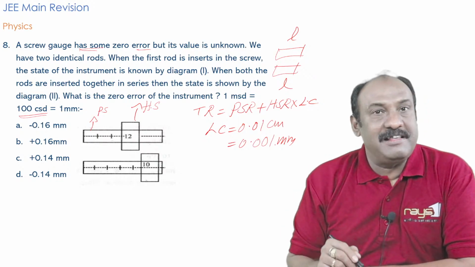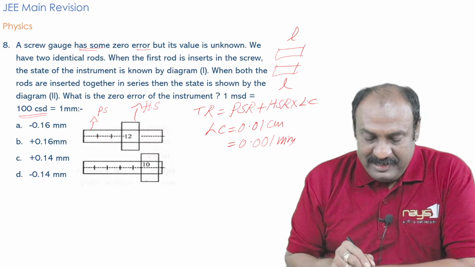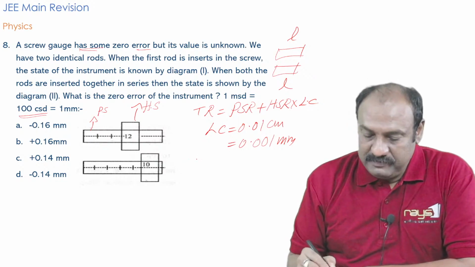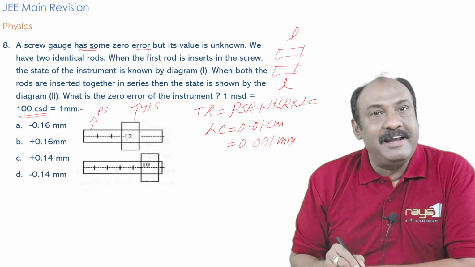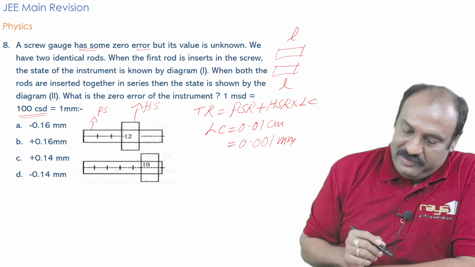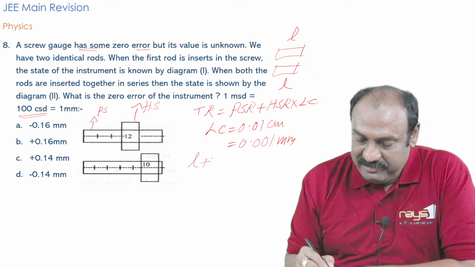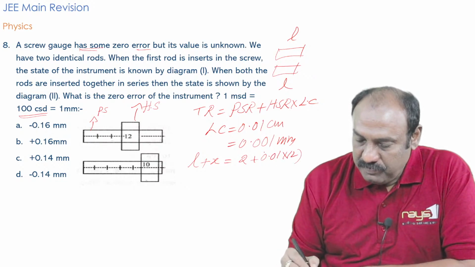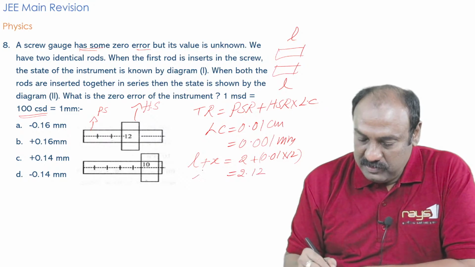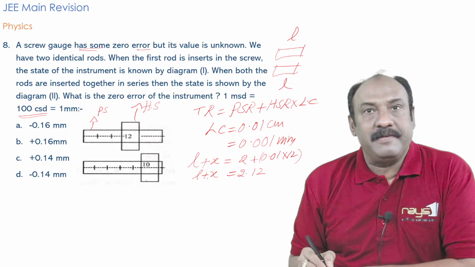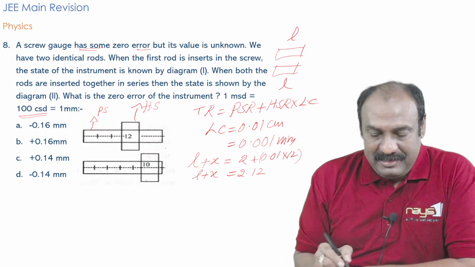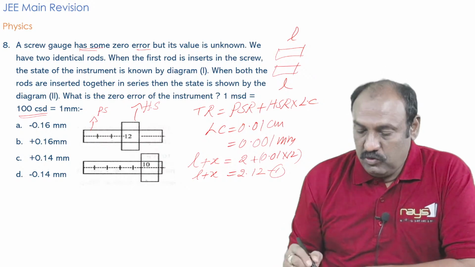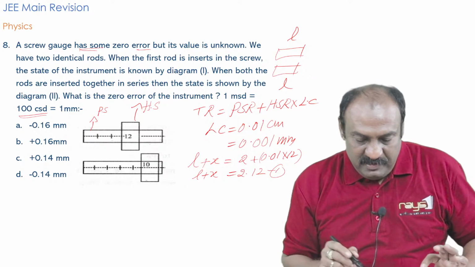Now, when the first rod is inserted, what is the reading? The pitch scale reading is 2, and the head scale reading is 12. So the length is L plus some error X: 2 plus 0.01 into 12, that equals 2.12, which is L plus X. X is the zero error in the screw gauge according to the given data. So according to the first diagram, the equation is L plus X equals 2.12 centimeters.